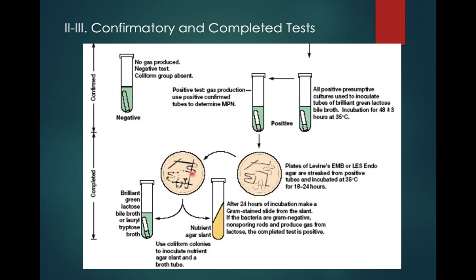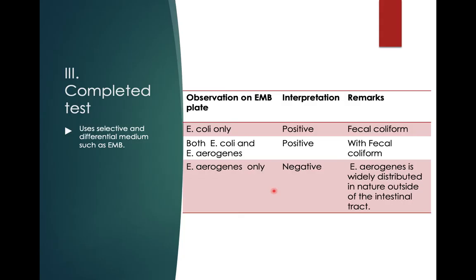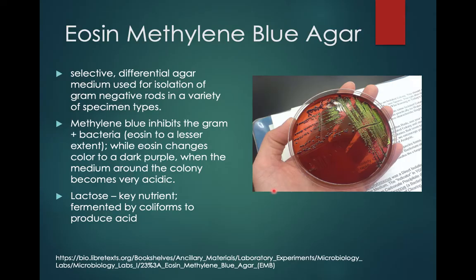Then we do the completed test to visualize the appearance of the colonies using selective media like EMB or Endo agar. For the completed test, we use a selective differential medium such as eosin methylene blue agar, and then we can check the interpretation of whether coliforms are present or not, since coliforms will be identified based on their colonial appearance. Let's take a look at some. This is what coliforms look like when grown on eosin methylene blue agar, or EMBA.